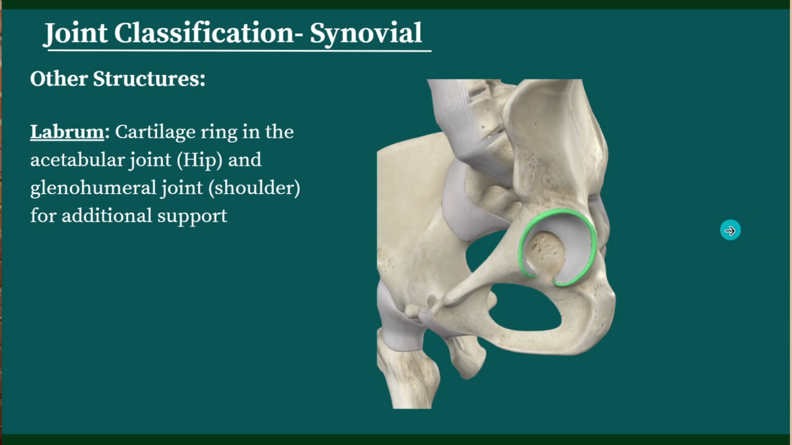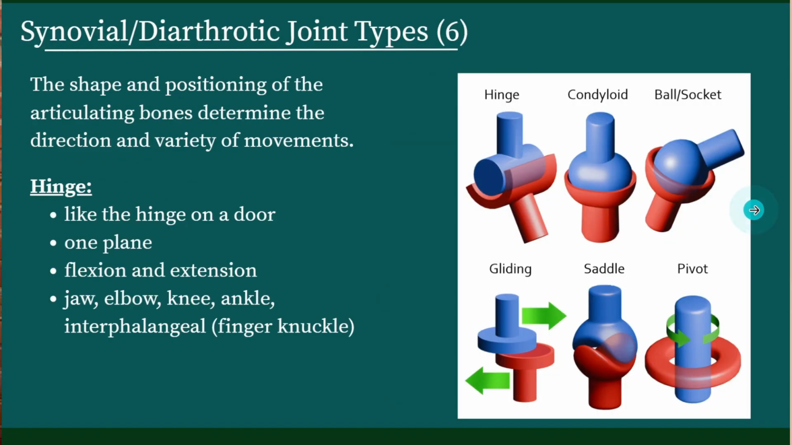And then one other structure of a synovial joint, specifically the hip and the shoulder. That's the acetabular joint, and the glenohumeral joint is the shoulder. This green ring right here is called the labrum, and it's a cartilage ring. And then there would be a whole synovial joint capsule around the whole thing. When you have the femur in the socket, there would be a capsule around the whole thing.